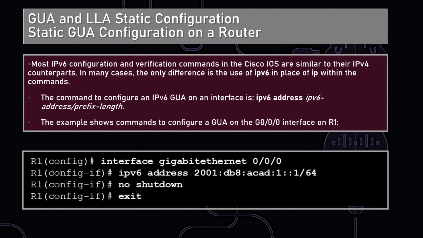Now we've got that address assigned. We're going to type in no shutdown and hit exit, and that will configure that interface.